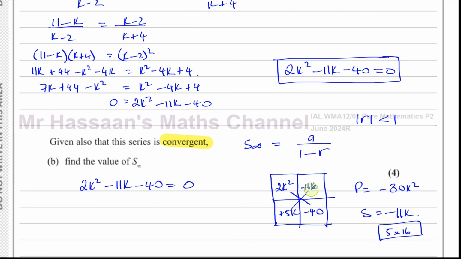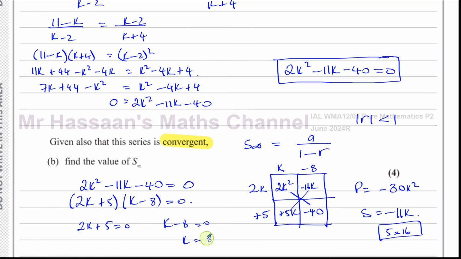So now, these two terms, the common factor from them is 2 and k. So I'll write that out there. 2k times k is 2k squared. 2k times something gives me minus 16k, that's going to be minus 8 there. And k times something gives me 5k, that's going to be plus 5 there. So I've got 2k plus 5 times k minus 8 equals 0. So in this case, we can say either 2k plus 5 is 0 or k minus 8 is 0, in which case k is equal to 8 or k is equal to negative 5 over 2.